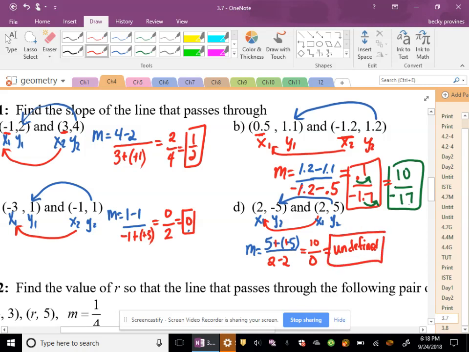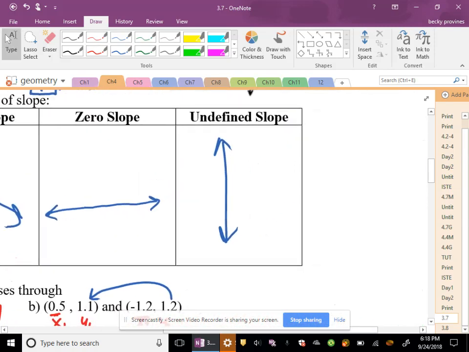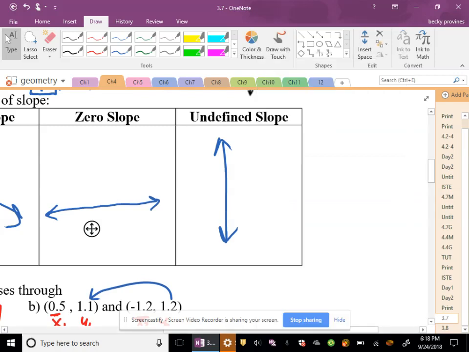So when it's undefined and 0, try to remember which one goes up and down, which one goes back and forth. 0 slope, remember it's like the bunny hill. There's no slant to the hill at all. Now, would you want to go to this undefined hill? I mean, that's a straight down hill. That would be scary. So 0 slope, flat; undefined, it is vertical.